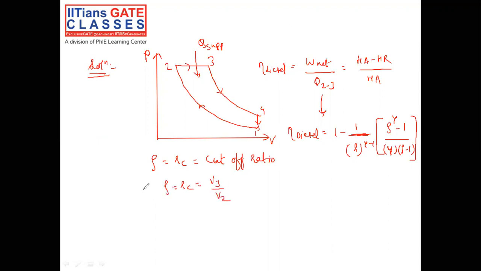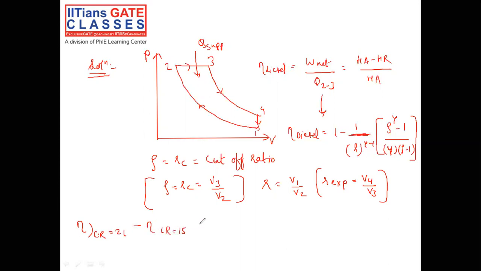At what point are we going to cut the fuel supply to the system in the diesel cycle? That is called the cutoff ratio. And compression ratio is nothing but V1 by V2. Expansion ratio is going to be called V4 by V3. Now, there is no need for the expansion ratio, and that is not given in the question also. Now we have to find the efficiency at compression ratio 21 minus the efficiency at compression ratio 15, in terms of percentage.